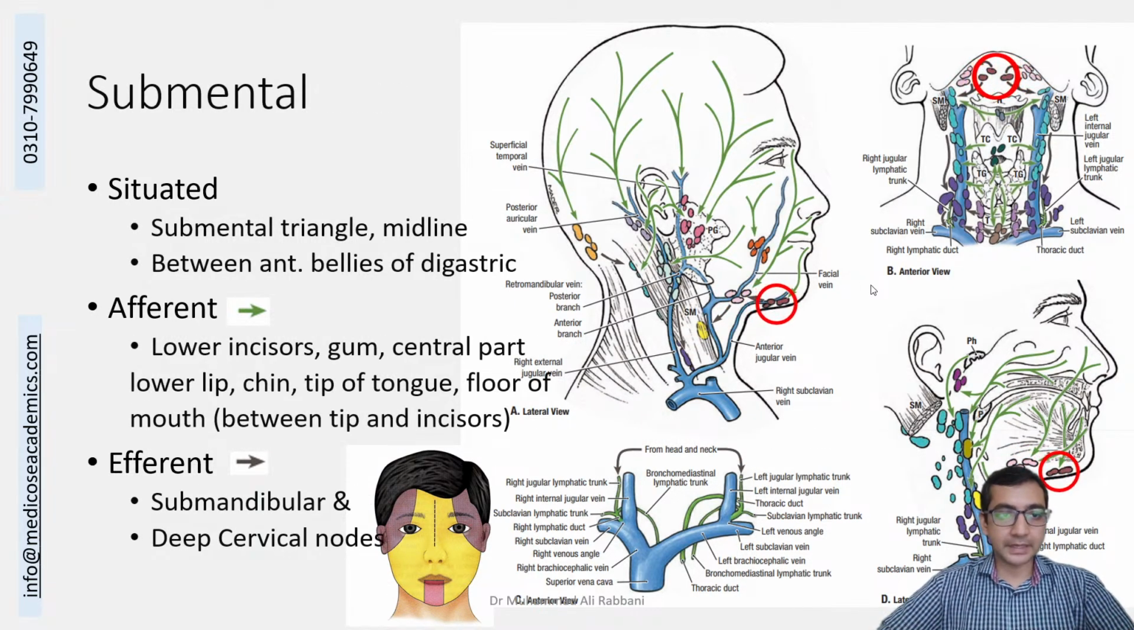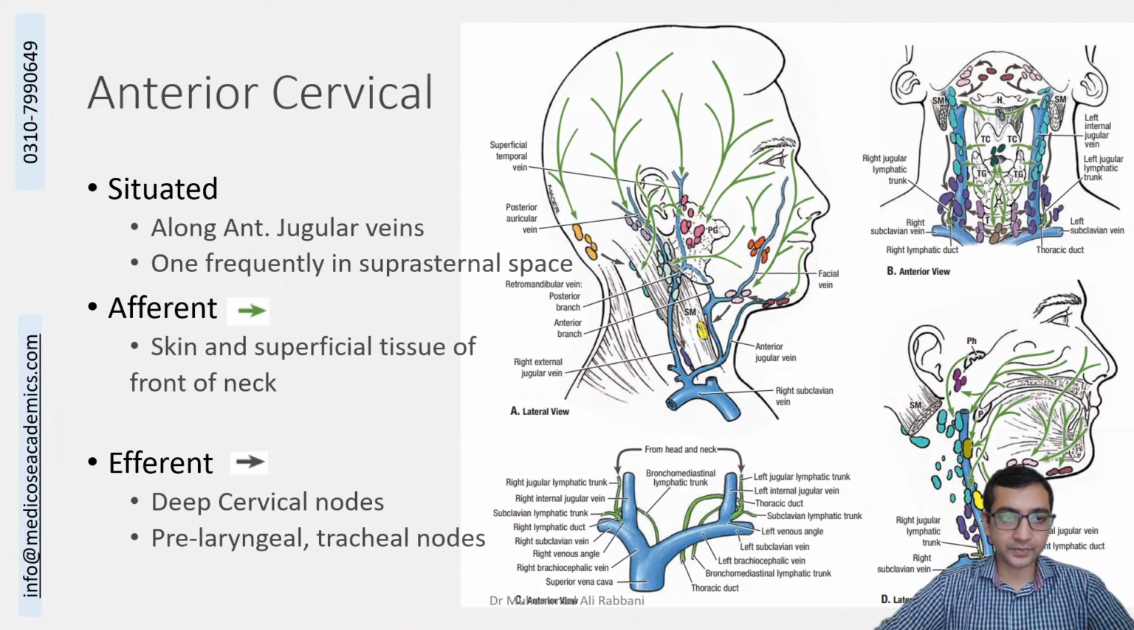Then we are left with the submental nodes. It is present just in the submental triangle. It is receiving, if you make a triangle from the four incisors to the tip of the tongue, that triangle, the middle part of the lip, four incisors, all the way to the tongue. So this floor of the mouth is draining into the submental nodes. Most of them do drain into the submandibular group of nodes, but some of them go directly into the deep group of cervical nodes also.